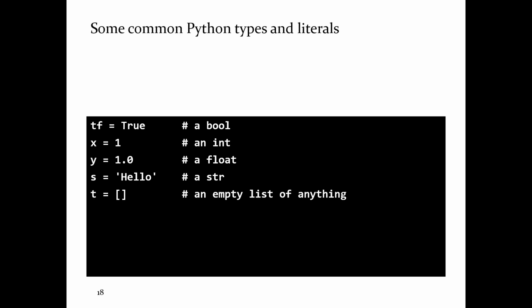Some common types in Python and their literals are shown in the slide here. The type corresponding to true-false values in Python is called bool. The bool literals are capital T True and capital F False. In Python, if you write down a number without a decimal point, it's what's called an int. If you write down a number with a decimal point, it's a float. Strings are anything in between single, double, or triple quotes. And Python has a list type, and you can create a list using the square brackets.